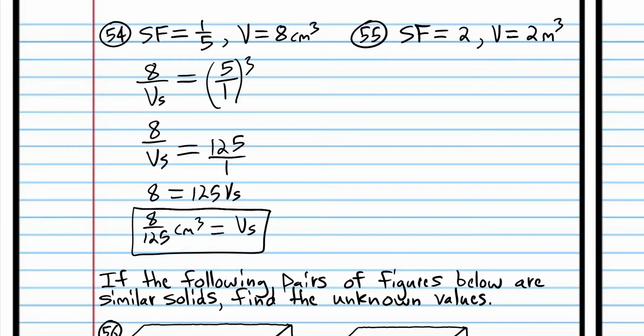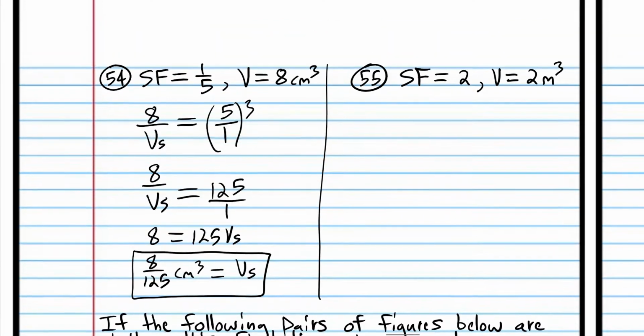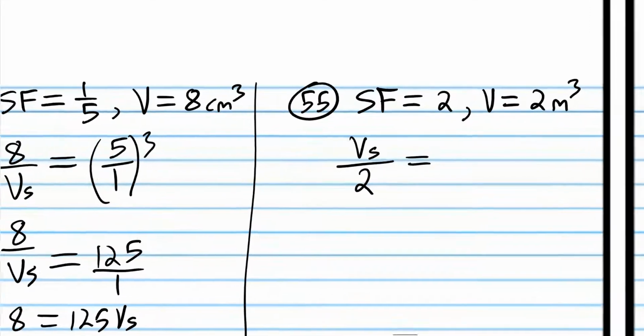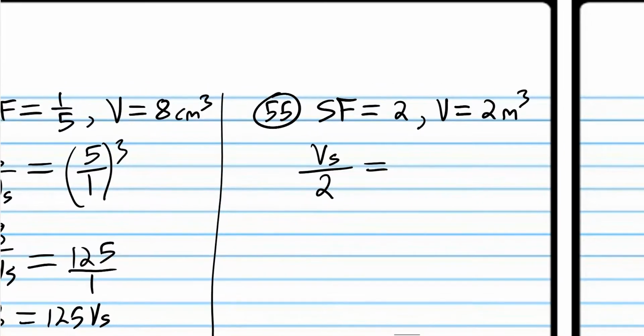All right, we're back. So I'm going to put, just to mix it up a little bit, the volume of the smaller solid on top and the volume of the bigger solid on the bottom. So the scale factor is 2 over 1. 2 is the same thing as 2 over 1. So that means that if you write it this way, the bigger dimension is on top. But that's not how I did it, so I have to flip it because we wrote the bigger volume on the bottom.